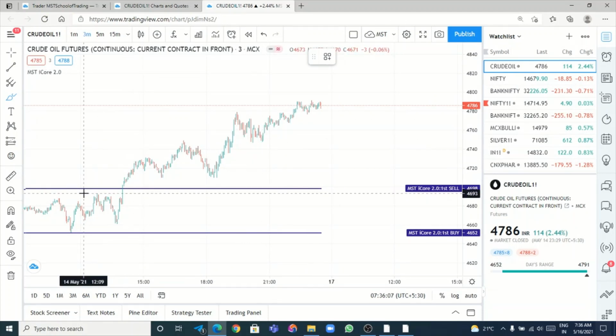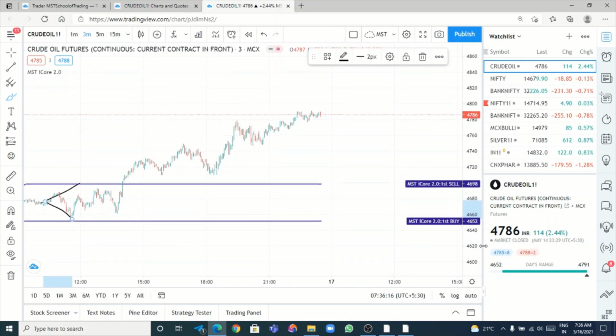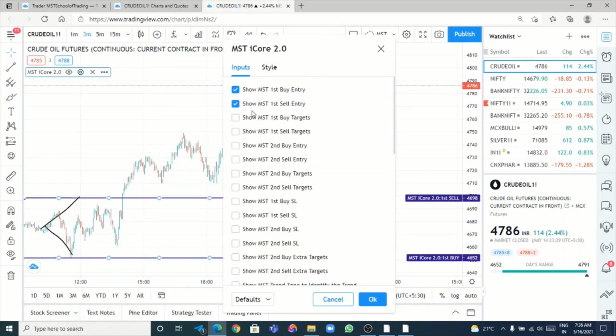Now we have to wait for the market to reach either this level first or this level first. Now what is the value? 4652. 4652 is the entry. See the low, it is also exactly 4652. So we got the entry exactly at 4652. Now we go back to our indicator, remove the first sell, then enable the first buy targets.